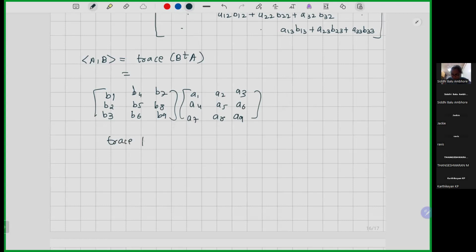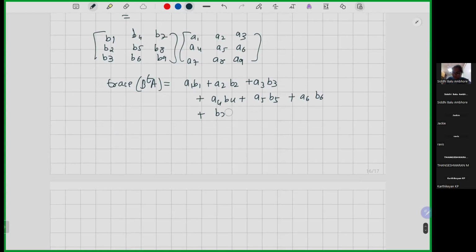And then the trace of this B transpose A will be just A1 B1, A2 B2, A3 B3, plus A4 B4, A5 B5, A6 B6. Not in this sequence, but the addition will be this only. A7 B7, A8 B8, A9 B9. And we have A1 plus A5 plus A9 is equal to 0. So this will imply that A9 is equal to minus A1 plus A5.